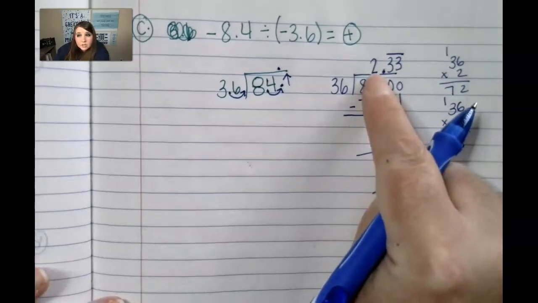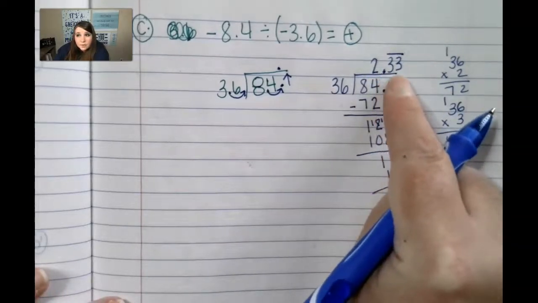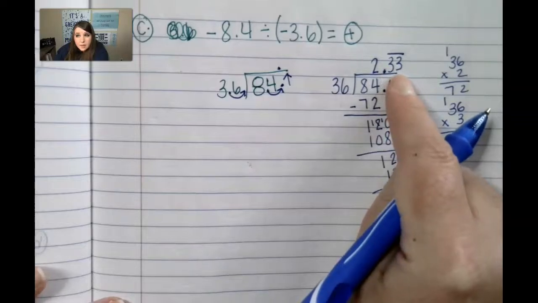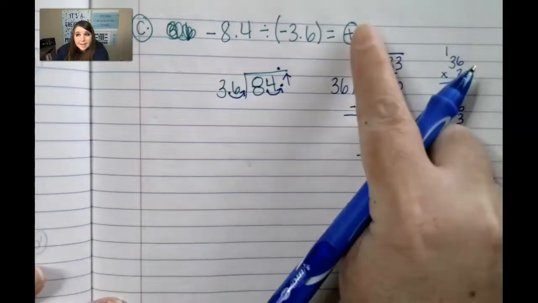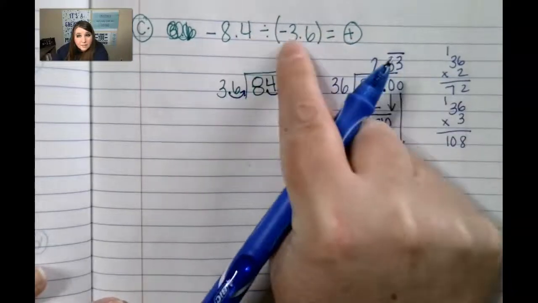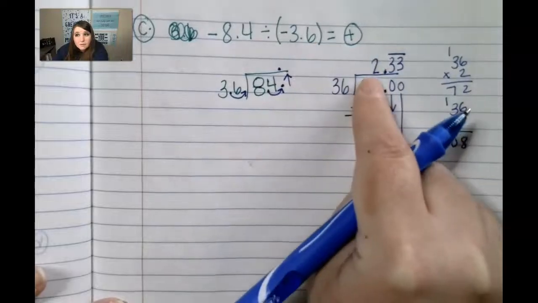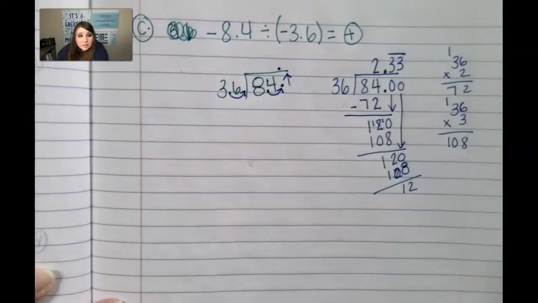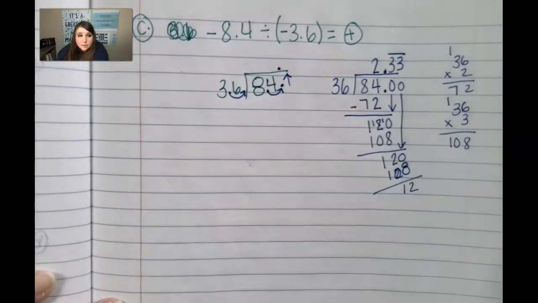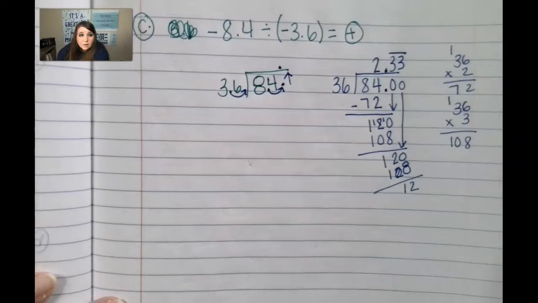So our answer is 2 and 33 hundredths. That's our final answer. And it is a positive because a negative divided by a negative is a positive. And we use the little repeating line to show that it is repeating. Okay? All right.